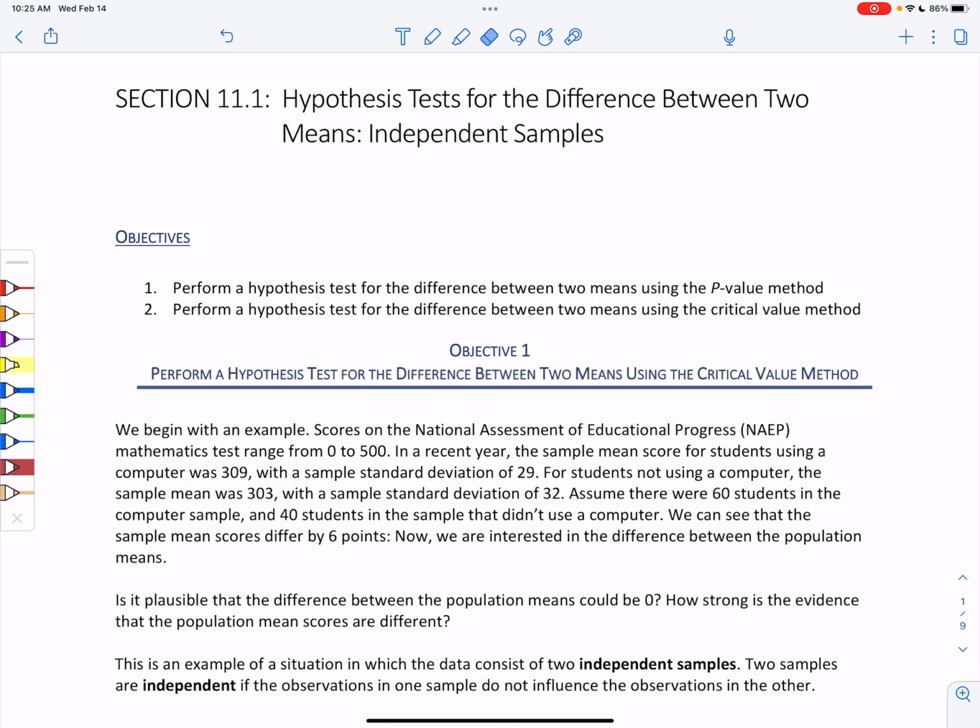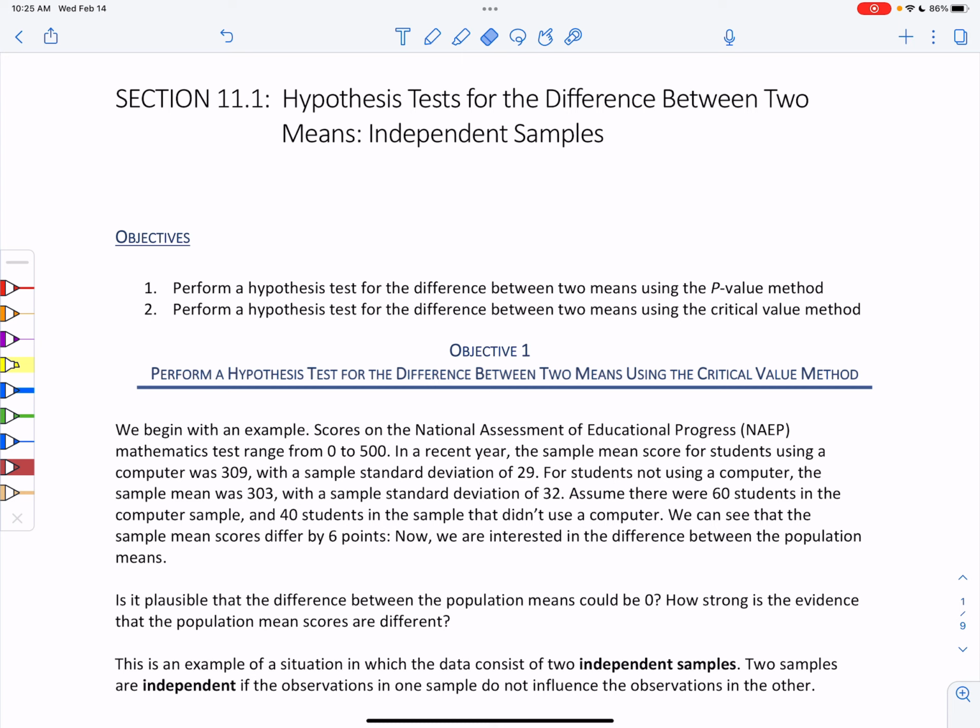In Chapter 11, you're going to see a lot of similarities to what we did in Chapter 10. Just like Chapter 10, in Chapter 11 we're going to be looking at a difference between two groups. The change from Chapter 10 is that in Chapter 10, we constructed confidence intervals to actually estimate what the difference would be between two groups. In Chapter 11, we're going to look at running a hypothesis test to determine if there is a significant difference.